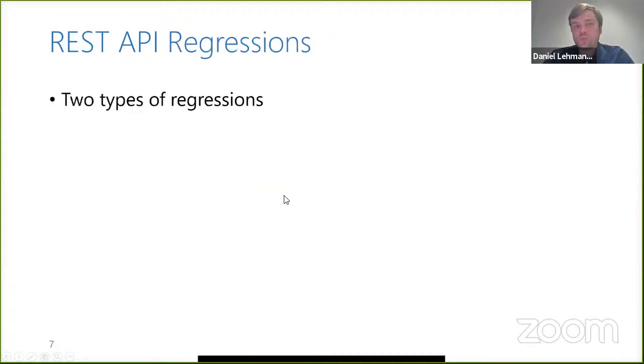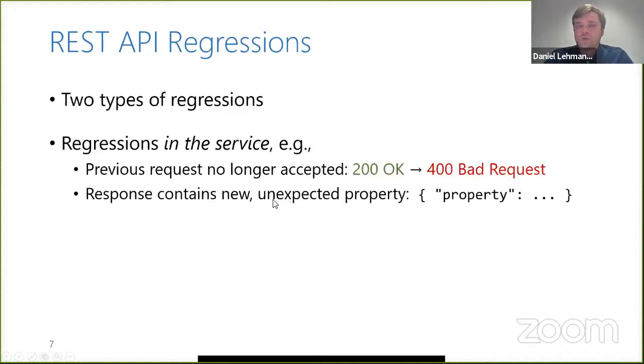As there are two components of REST APIs, the service and the specification, we observe that there are also two types of regressions that are introduced in REST APIs. To give you examples for both types, first, let's talk about regressions in the service itself. That could be, for example, when a service on a previous version responded 200 OK on some request, and then a later version of the service on the exact same request now returns 400 bad request, which is obviously a regression for clients. Another type of service regression could be if a service returns an unexpected property, for example, in JSON data, and then clients might be unable to parse that new body and break in the process.